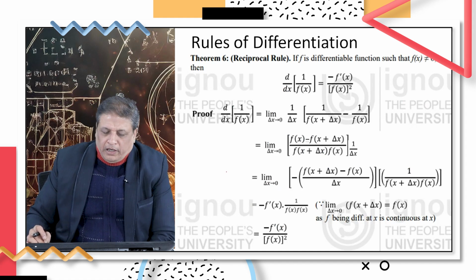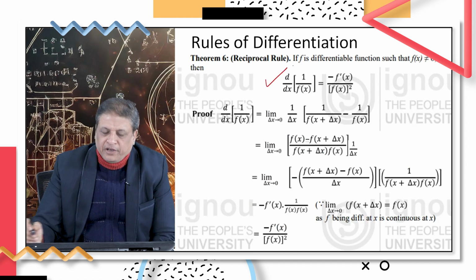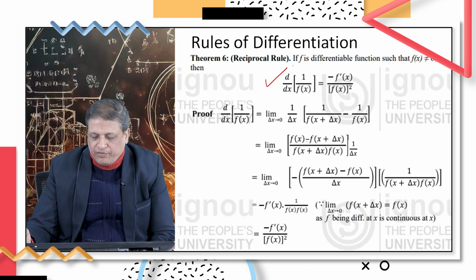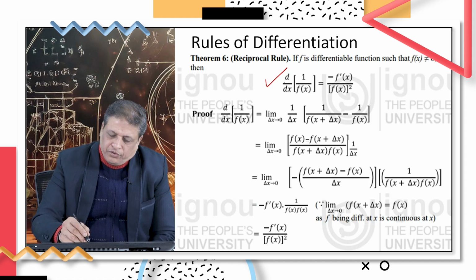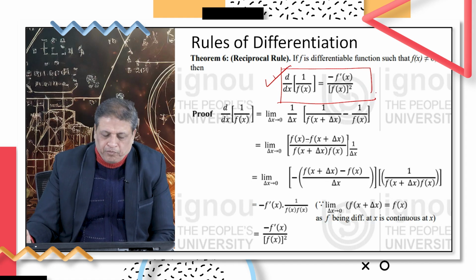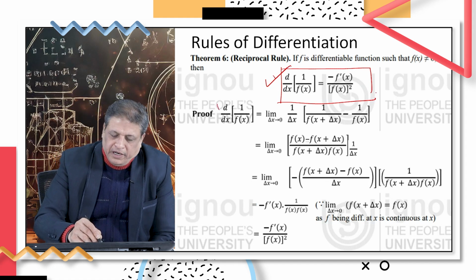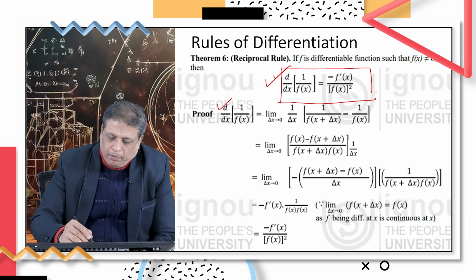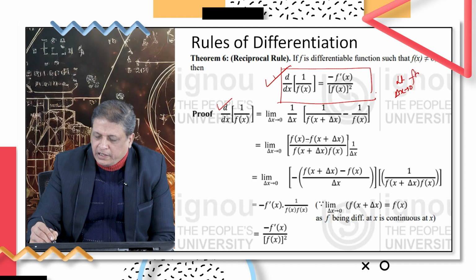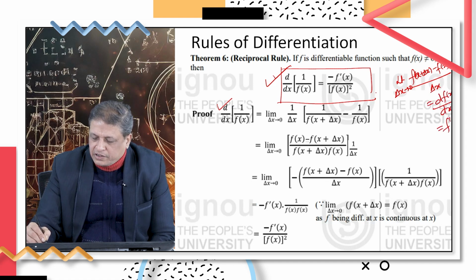There is one more rule, that is the reciprocal rule, which says that d/dx of 1 by f(x) is equal to minus f dash x by f(x) square. So, this is a very important formula. You need to remember this, and let us prove this formula for d/dx of 1 by f(x). Applying the standard definition, the limit as delta x tends to 0 of f(x plus delta x) minus f(x) by delta x is nothing but df(x) by dx, that is equal to f dash x.